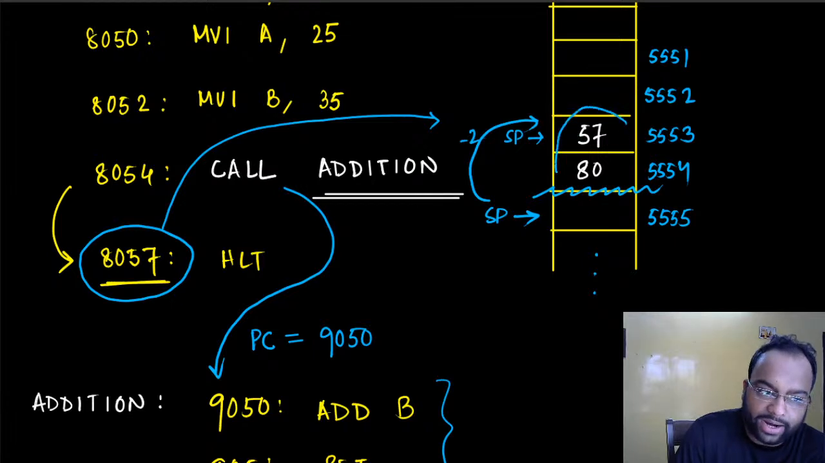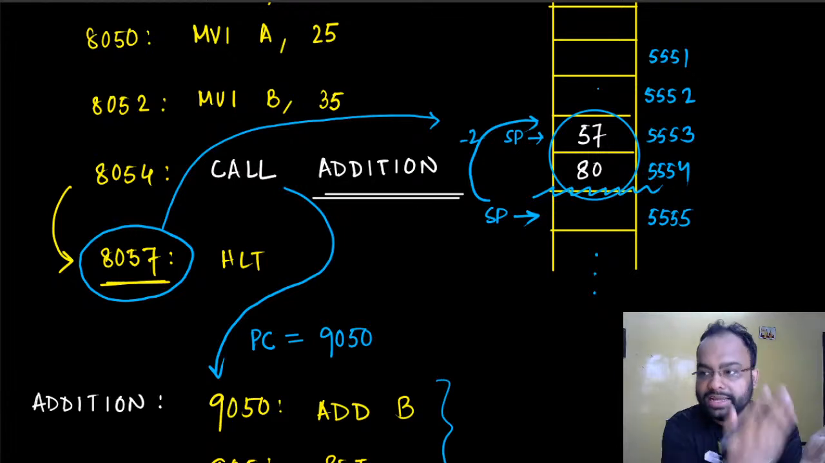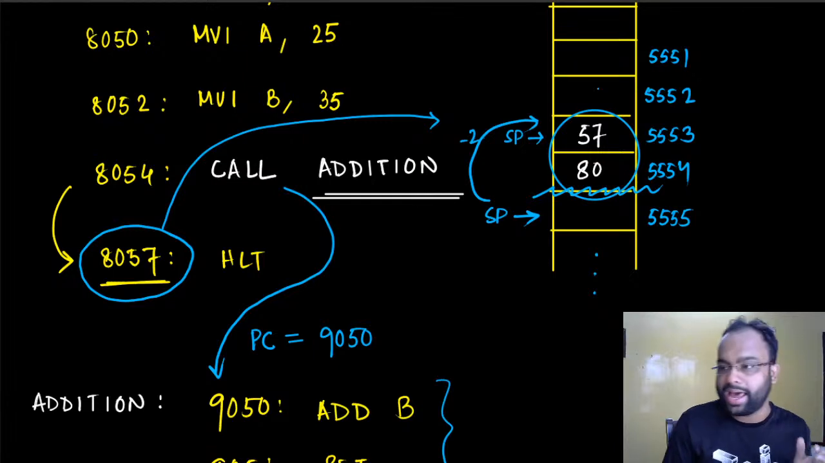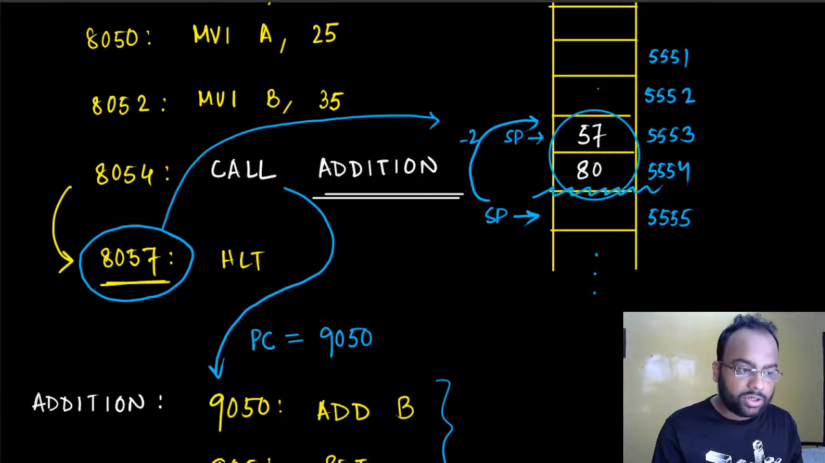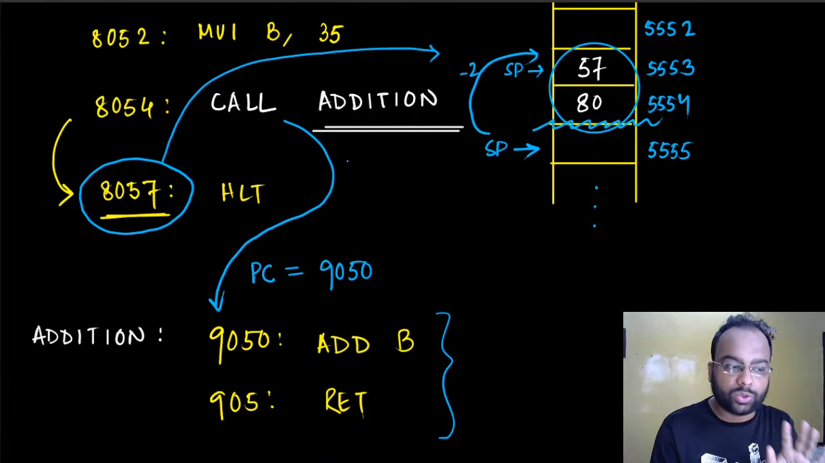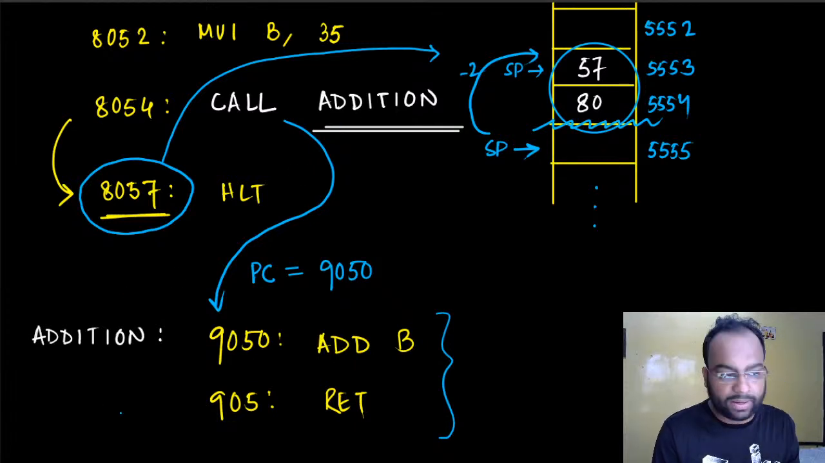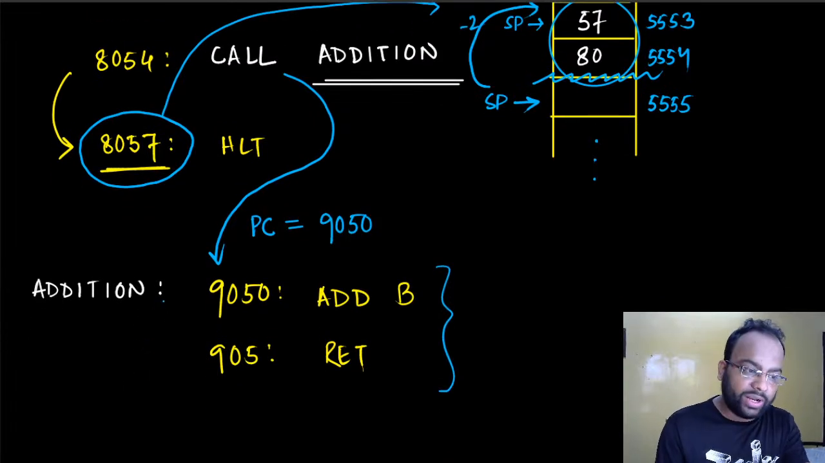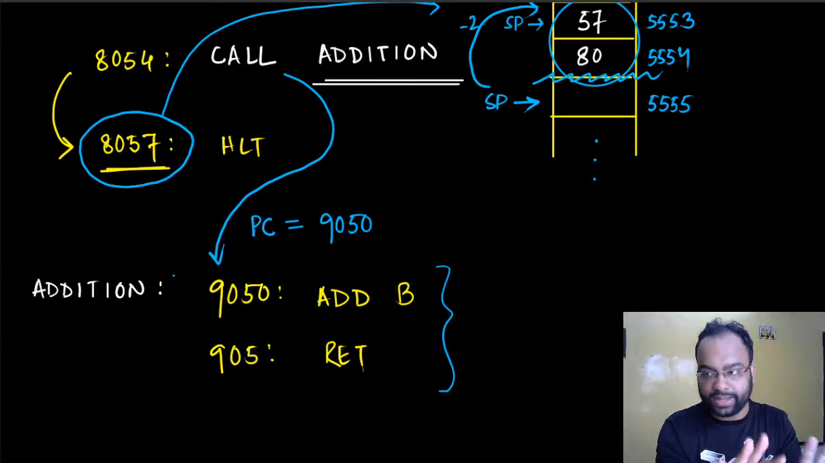In the stack, what do I have right now? I have the return address, which is 8057. Again, little endian byte ordering, so the lower order byte comes first and the higher order byte comes last. Understandable? So when I execute the call instruction, what happens? The program counter gets set to the value 9050, the value of the label for the particular subroutine. Here I'm doing a very simple addition, but for any subroutine, the call instruction will set the program counter to the address carried by the label of the subroutine.